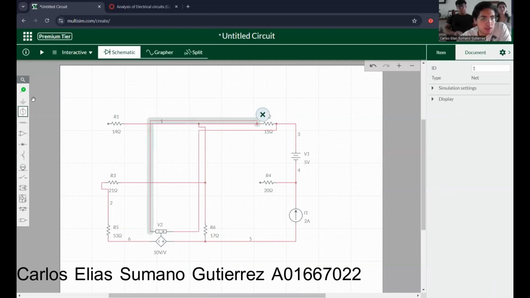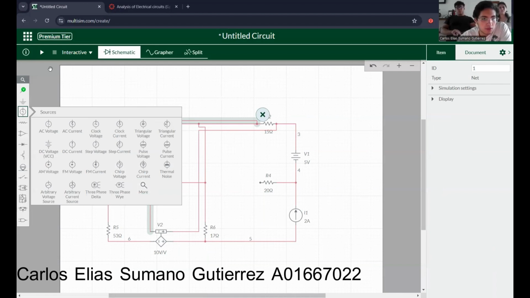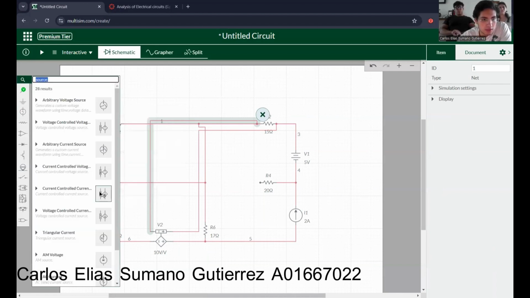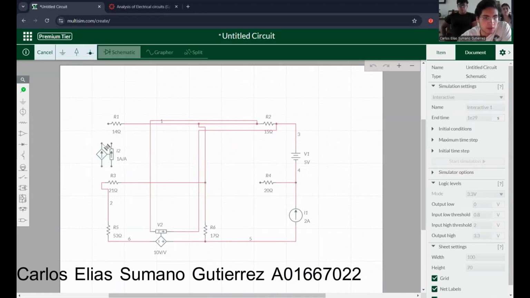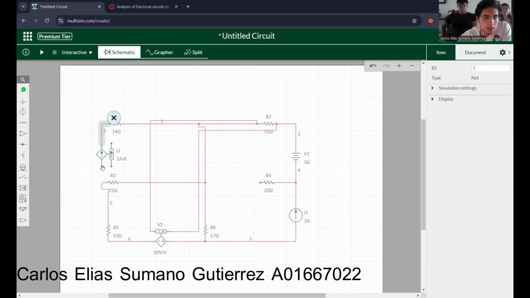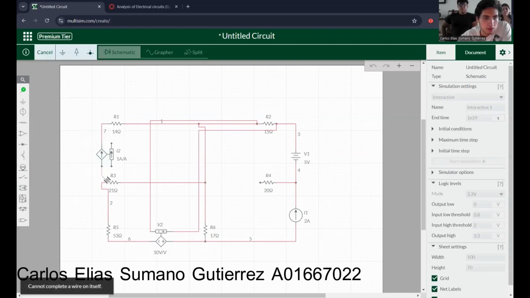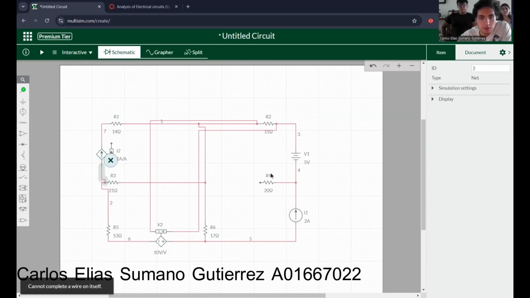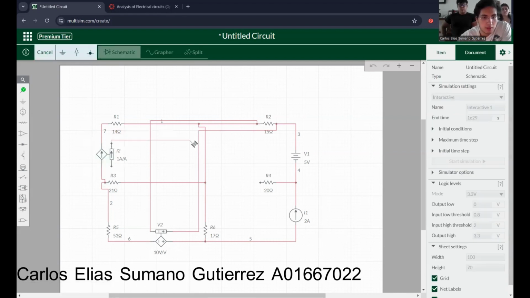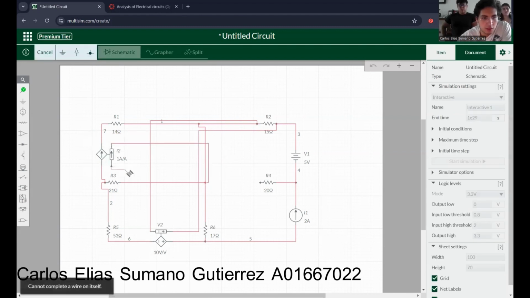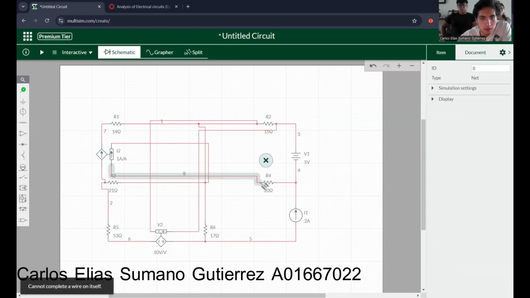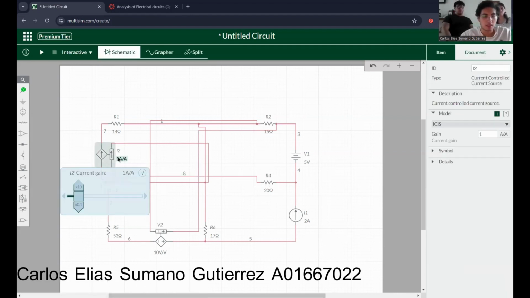Then the other one is the current dependent source. So we have to change the place of the marking and the polarity, like this. It's connected to resistor number 1 and to this node. And the reference is the current passing by this wire. We connect it this way, like this, to say that it is the reference. And that's all. It has a value of 5.